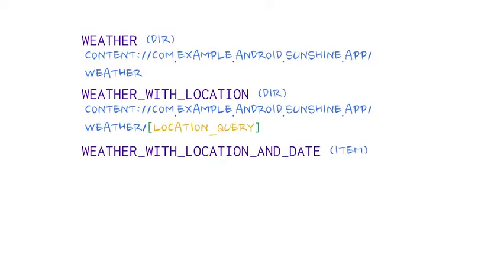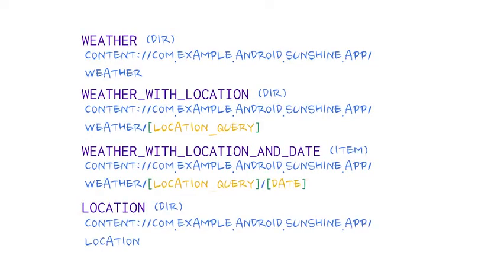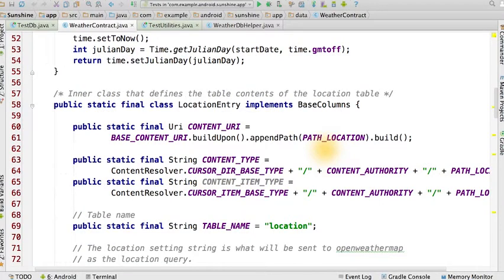Looking back at our list of URIs, you can see that for each URI, I called out whether the URI returned a list of items by labeling it with dir for directory, or a single item by labeling it with item. Cursors returned from a content provider have unique types based upon their content and the base path used for the query.